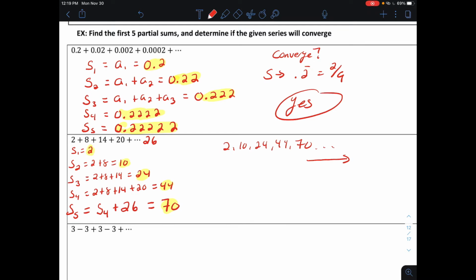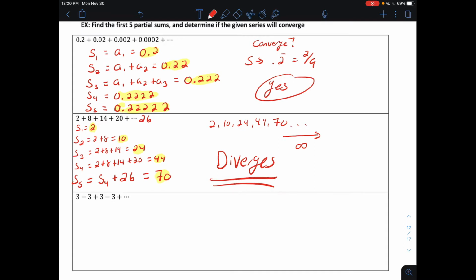Well, as I continue to go to the right and add more numbers together, we keep getting larger and larger and larger, and we're not narrowing in on a value, so it's heading towards infinity, and we will say this does not converge, which means it diverges, because it's not narrowing in on a certain value. All right, let's look at one more.